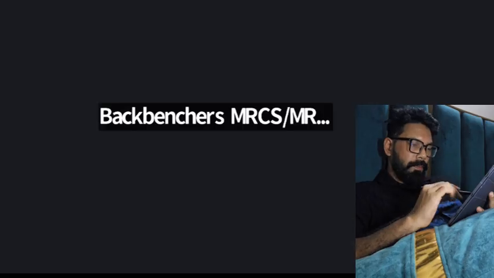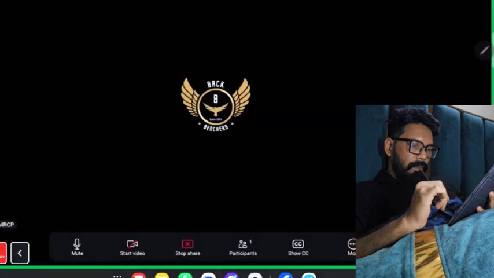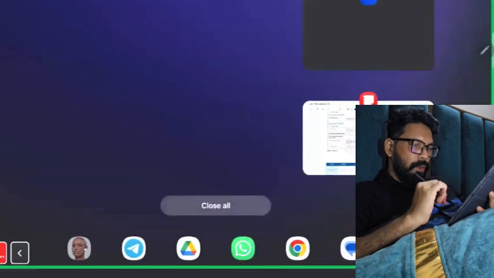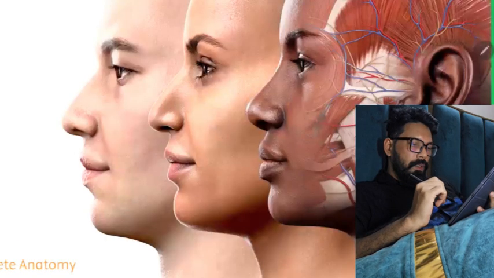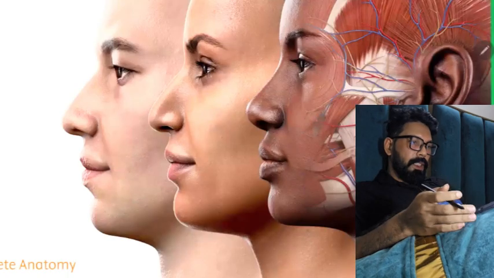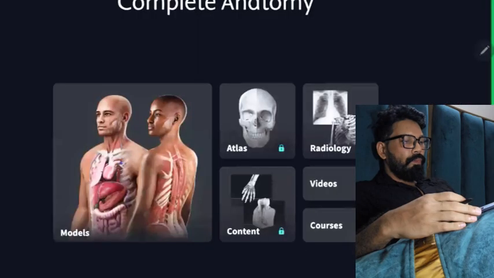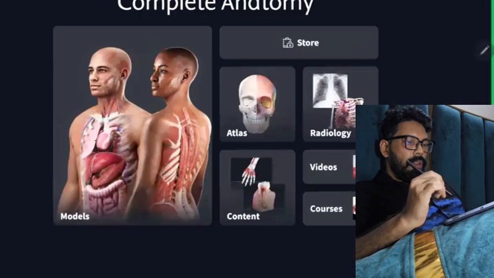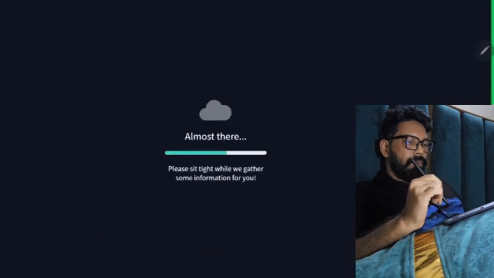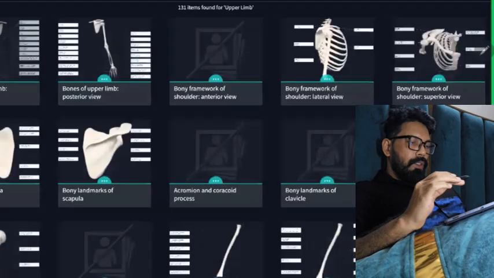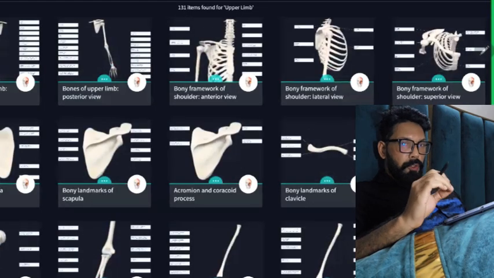Let's load it first. So we're going to go to our anatomy app. Let's just have some time to load. Okay, so first I'm going to show you all the important muscles and nerves from here.